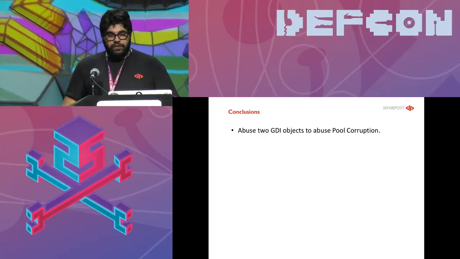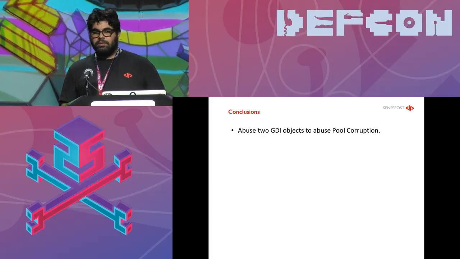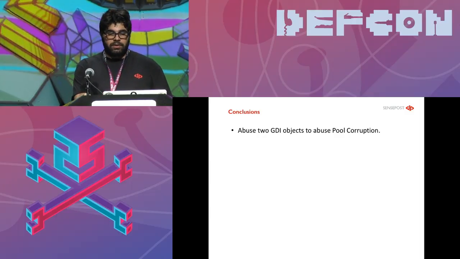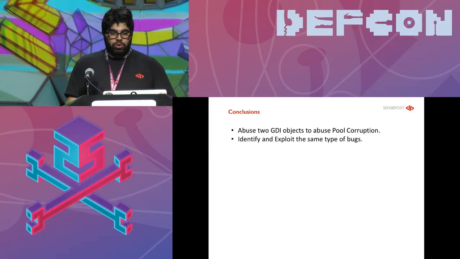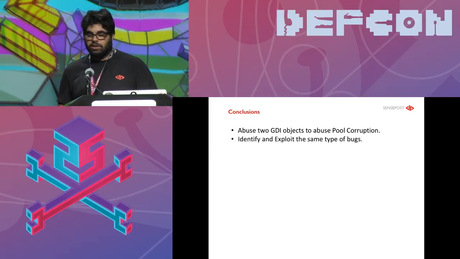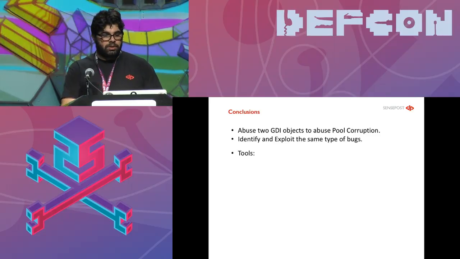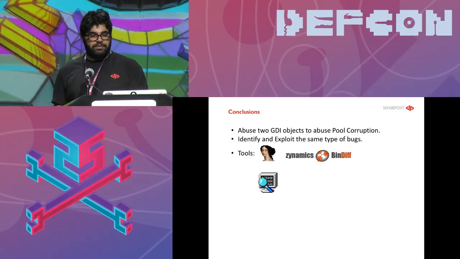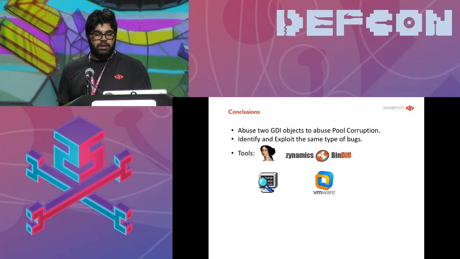So the conclusions of this talk: we have not only one, but a new undisclosed technique to GDI objects that we can abuse to gain arbitrary kernel memory read and write, and abuse kernel pool corruptions. We can identify, hopefully, and exploit the same type of vulnerabilities in kernel and in any other objects. And the tools used in this talk were IDA, Bindiff, WinDbg, and VMware.